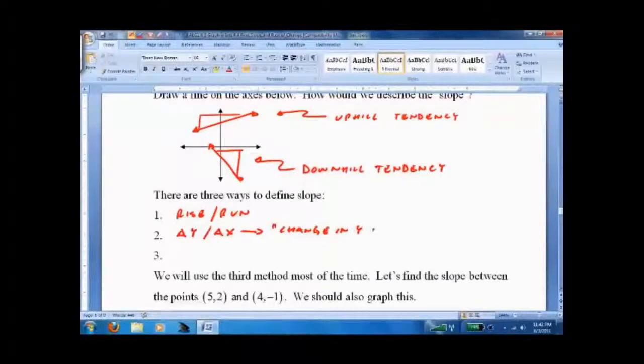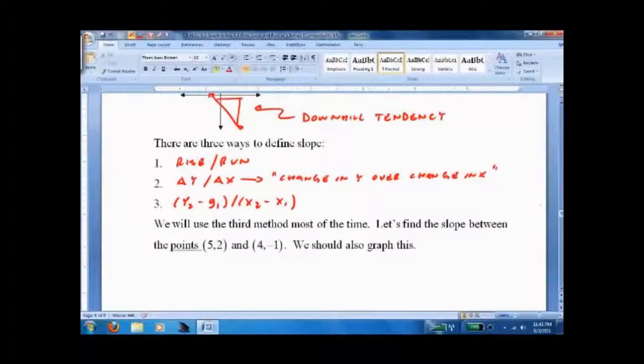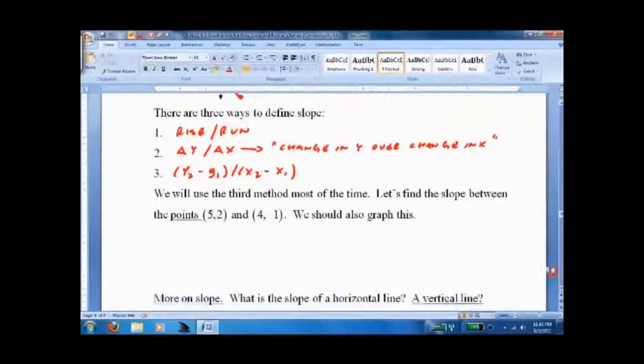Change in y over change in x. And the best way to do it is y2 minus y1 divided by x2 minus x1. And that's the way we're going to use. All three of these things mean the exact same thing, but now we're going to get very specific.